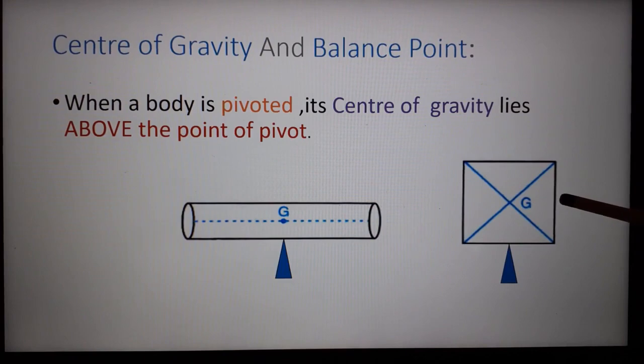Next, we are taking this cube. We have pivoted it. So the point of pivot should be just below the center of gravity, and then only the object will be balanced or in equilibrium.